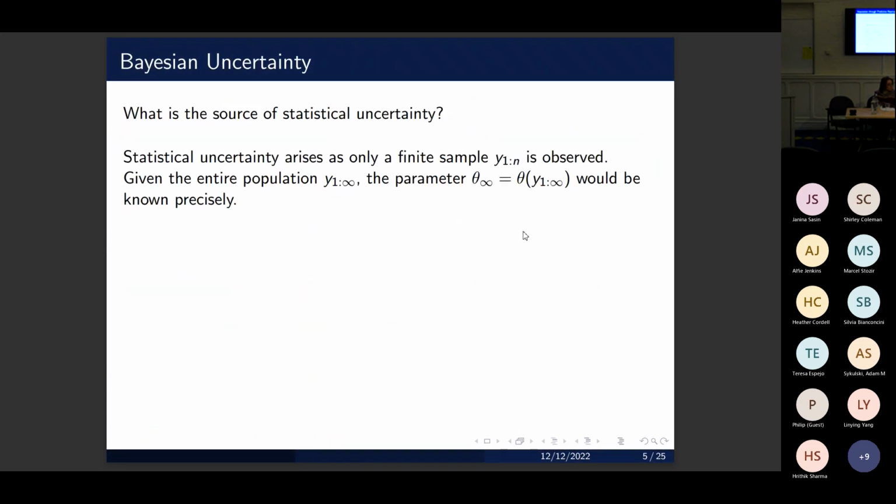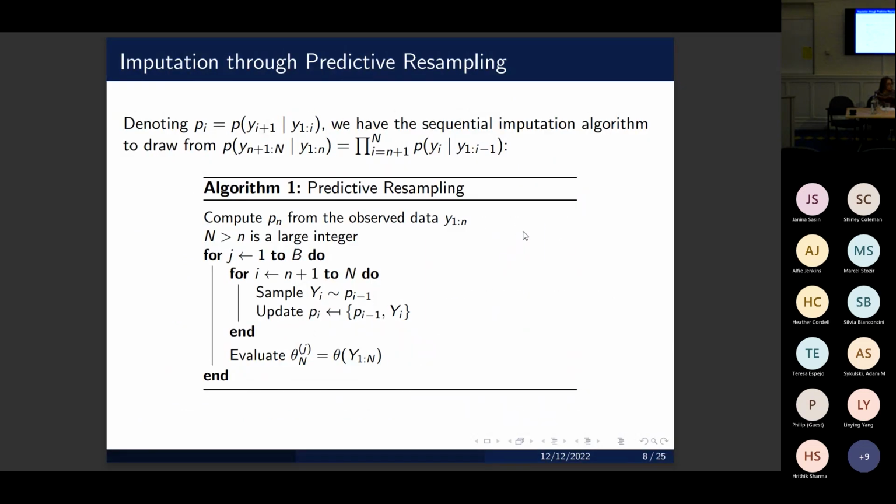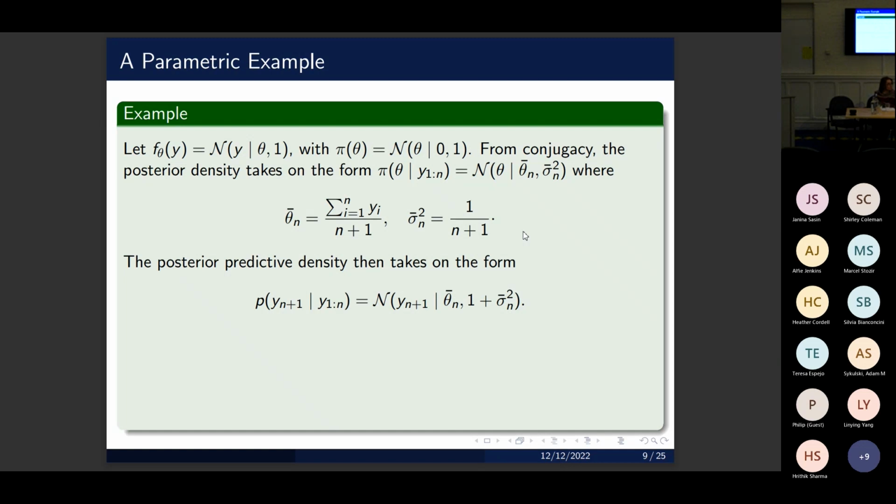You can show that this is equivalent to sampling from the joint predictive density shown in the area above the algorithm. Finally, at the end of this, we compute some parameter of interest, which is a function of this imputed population. Now I'm going to go through a parametric example step by step to show what this looks like in practice.